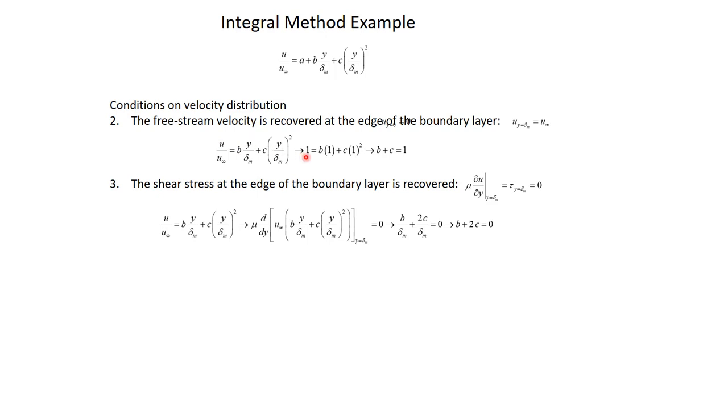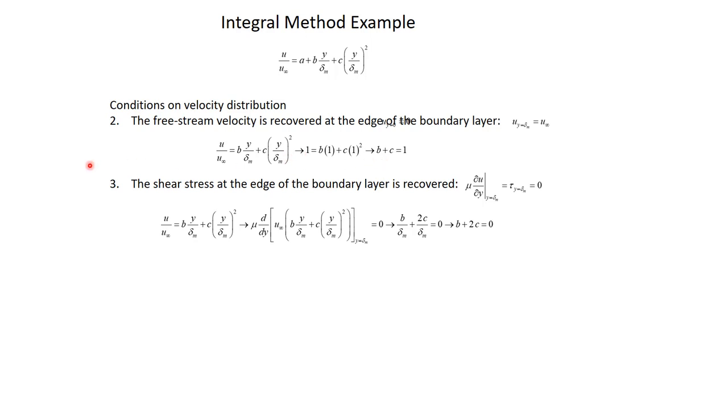So that's going to give me 1 equals b times 1 plus c times 1 squared. So that gives me an equation, right? It doesn't tell me b or c alone, but it tells me that b plus c had better be equal to 1.